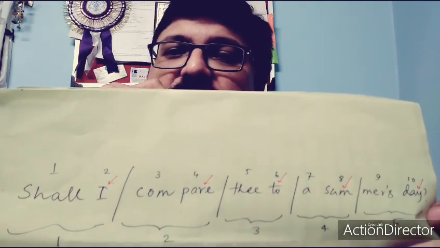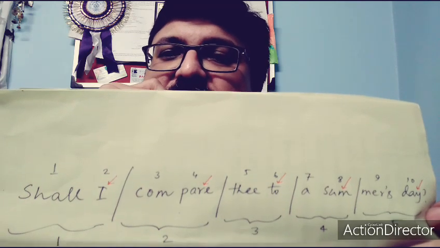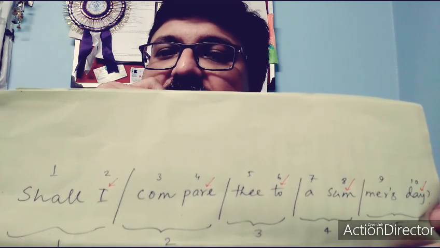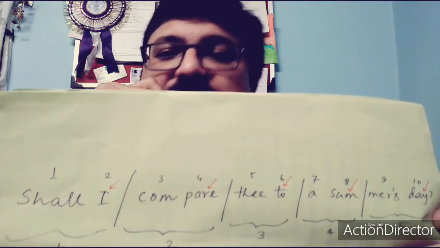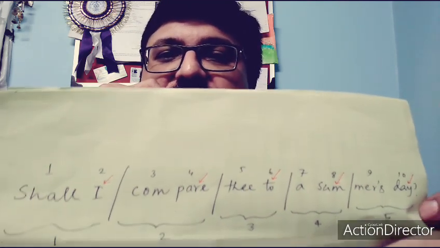line, okay? The line which has 5 feet, and in each foot there are 2 syllables, and the accent is always on the second syllable. It is called iambic pentameter line. This is the system of writing a sonnet. So it involves a lot of complicated calculations. So it's obvious that it's not that easy to write a sonnet, okay?